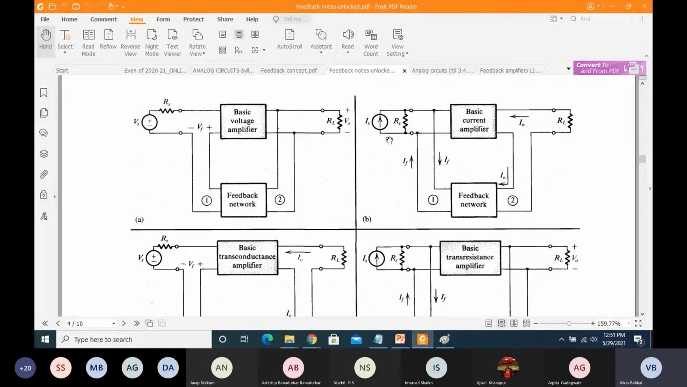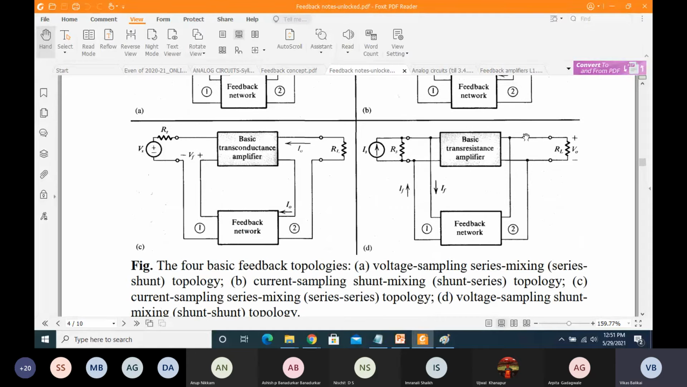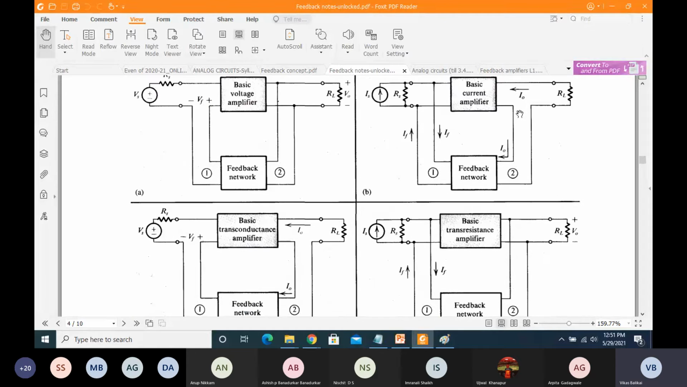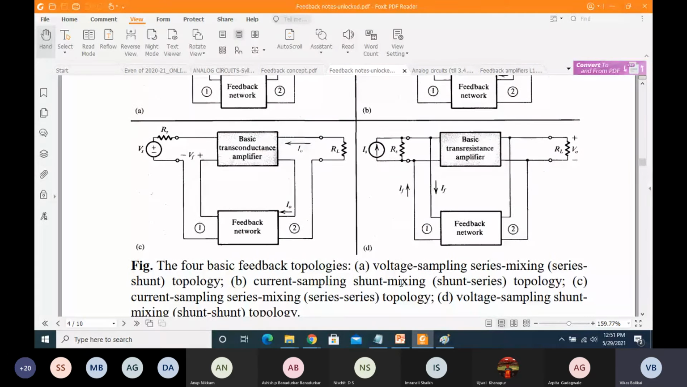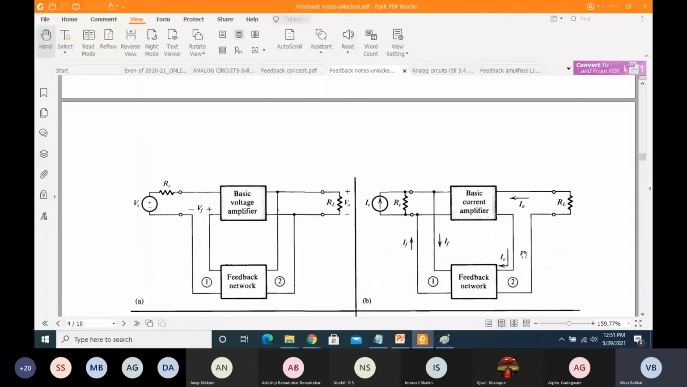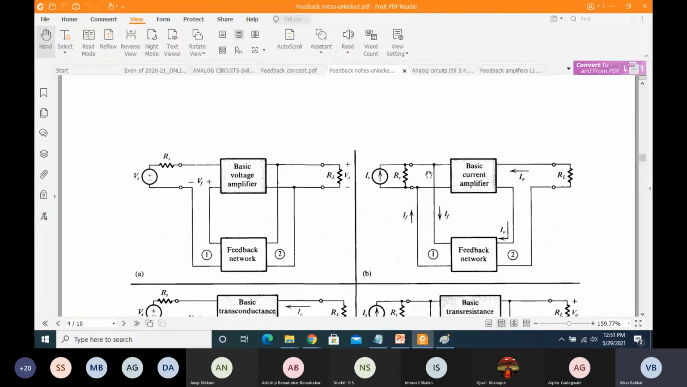And what could be the name of this one over here? What is getting sampled over here? As you can see, current is getting sampled, and how are they mixing? In a shunt mixing, or a parallel mixing. So I can call this current sampling, shunt mixing.